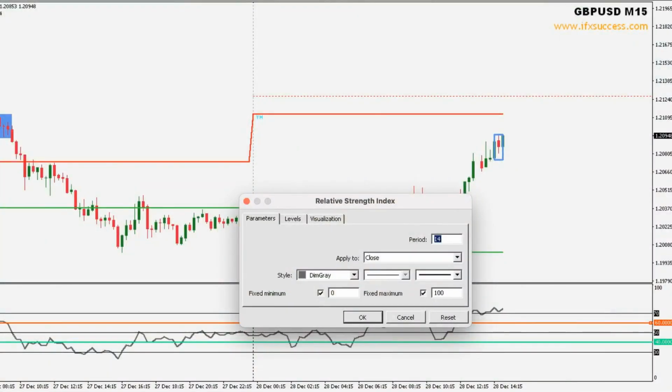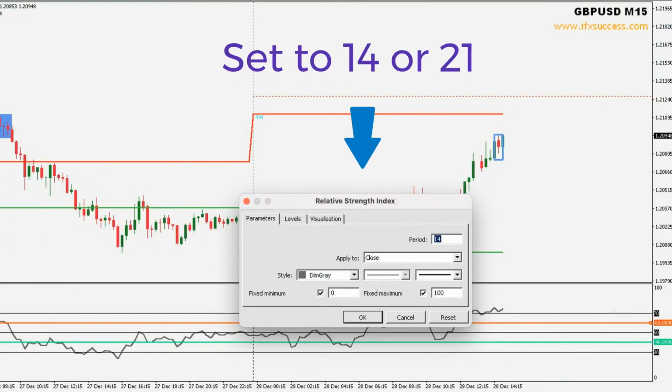First, make sure to add the RSI indicator to your chart and set the period to 14 or 21, which are the most popular. I usually use period 14 at close.